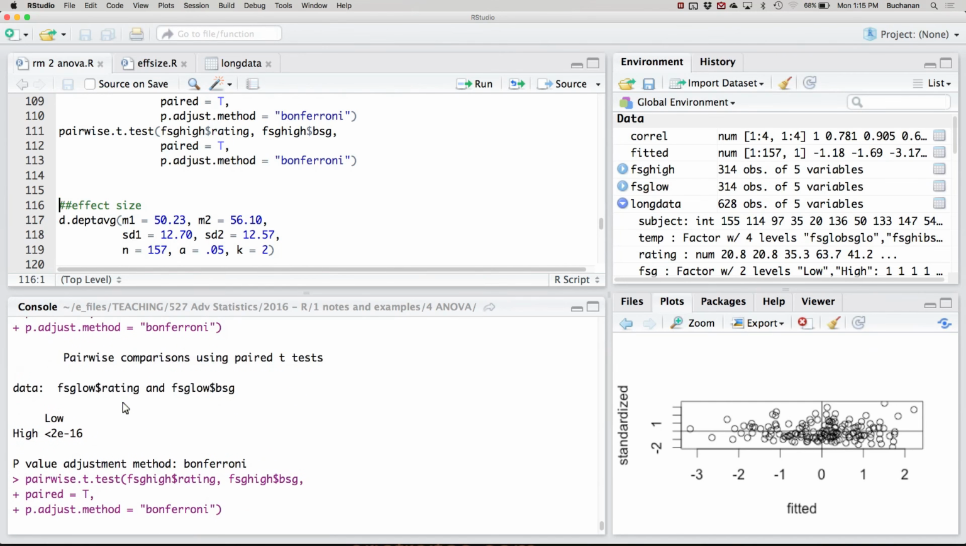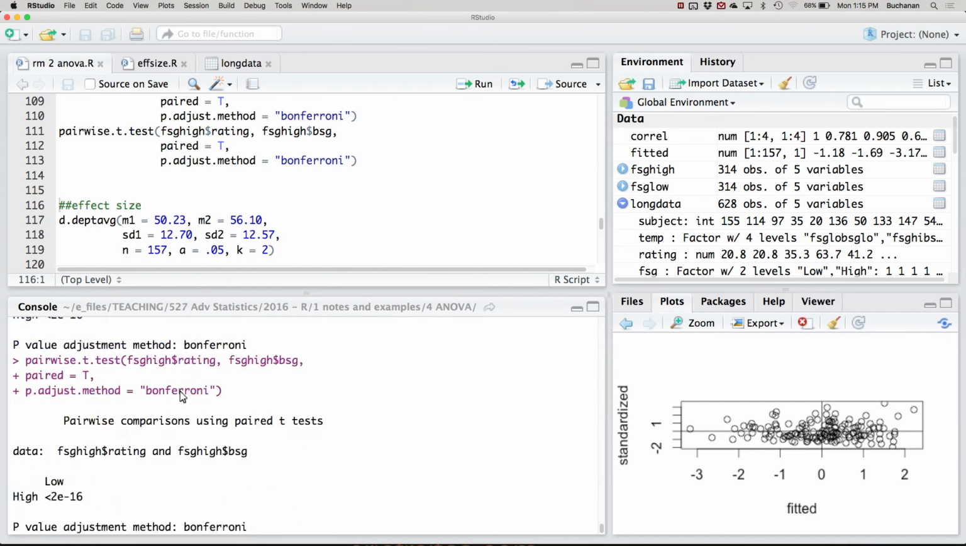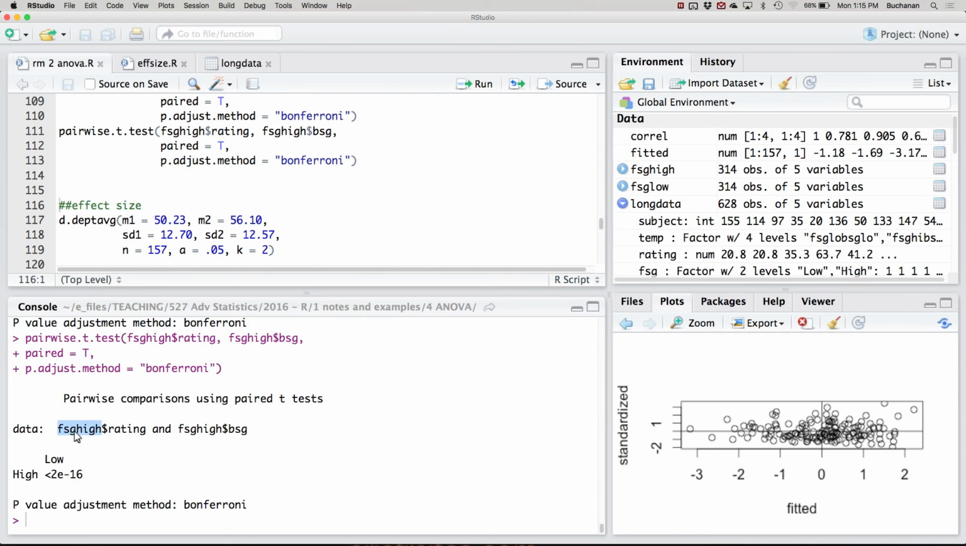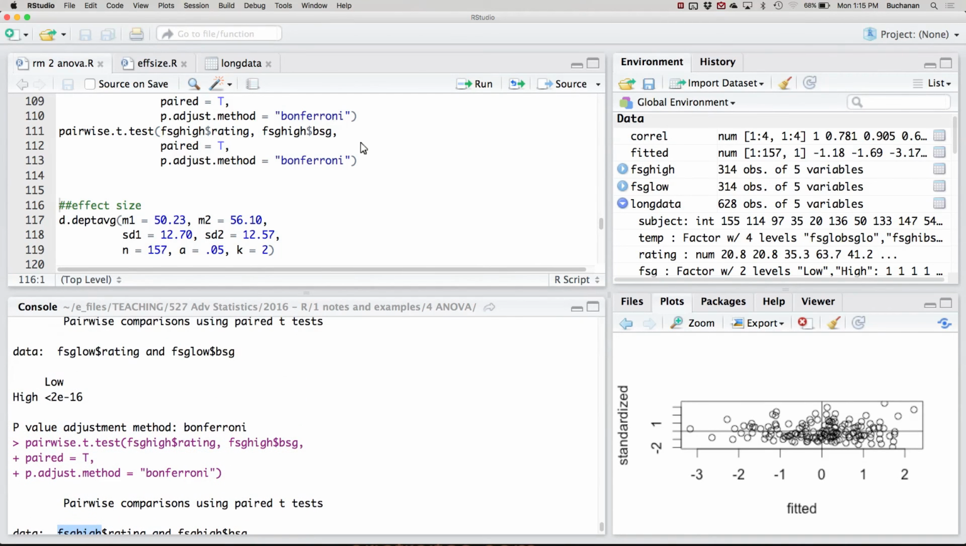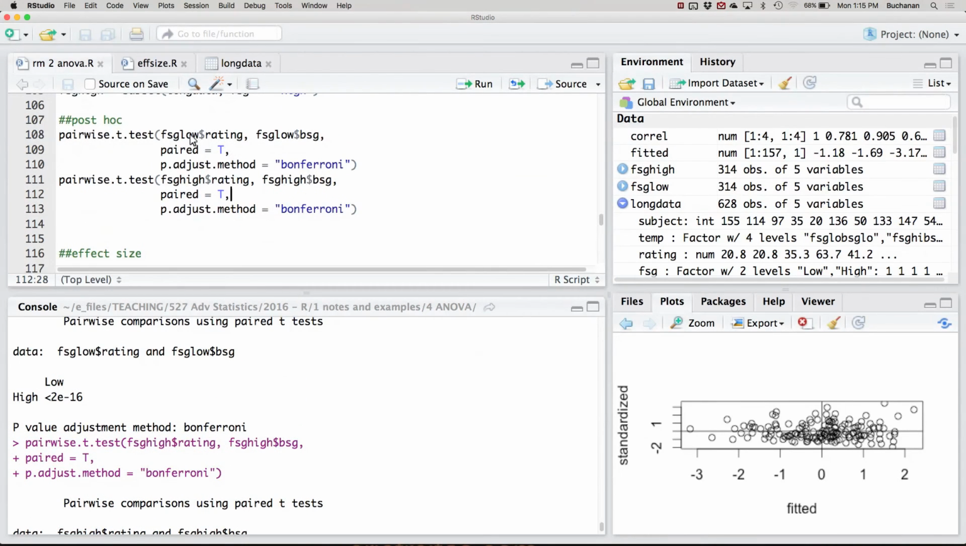But I can tell that I did the right thing because this says FSG low here. And this says FSG high. So if you're like me and you like to cut and paste code a lot, make sure you change. They're not running the exact same test. That's the only thing you need to check. So the data set name has changed here.